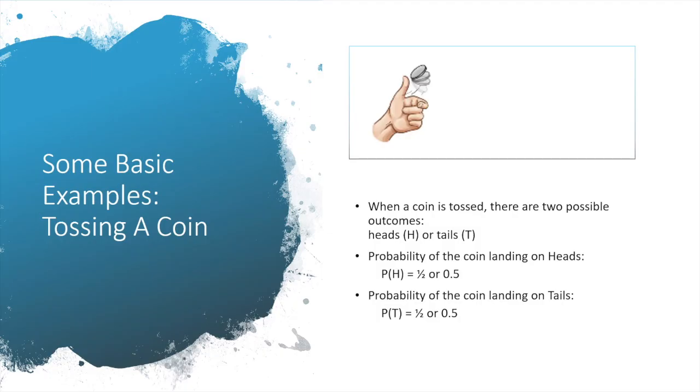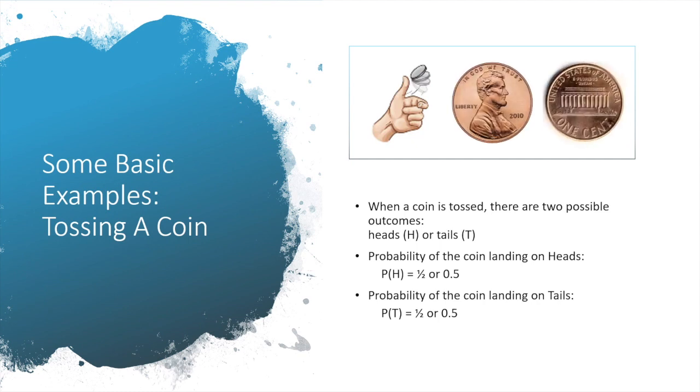So let's review some basic probability that you already know how to do. The first would be just tossing a coin. When a coin is tossed, there are 2 possible outcomes: heads and tails. So the probability of the coin landing on heads would be 1 outcome out of the total of 2. So 1 out of 2 is 0.5. The coin landing on tails would also be 1 out of 2, or 0.5.